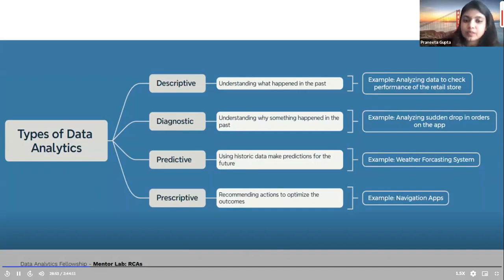And when we talk about prescriptive, you are analyzing the data and also recommending the actions in real time. So again, your navigation apps like Google Maps and Apple Maps, all of those are examples of prescriptive data analytics.